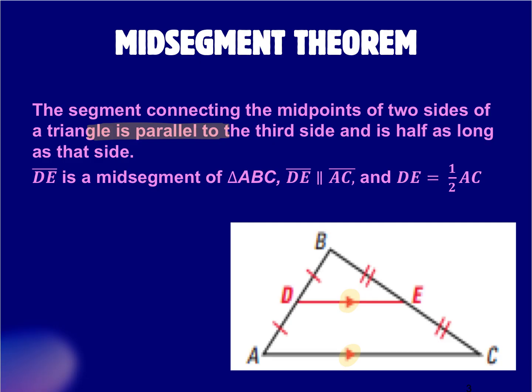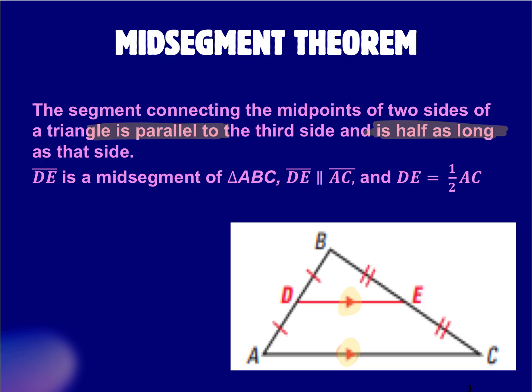Those little triangles that we've seen multiple times are telling me that they're parallel, not that they're congruent, but parallel. So we have to understand the difference. Okay, they're parallel to the third side, and the midsegment is half as long as that side. So if I'm looking at it again, half as long.